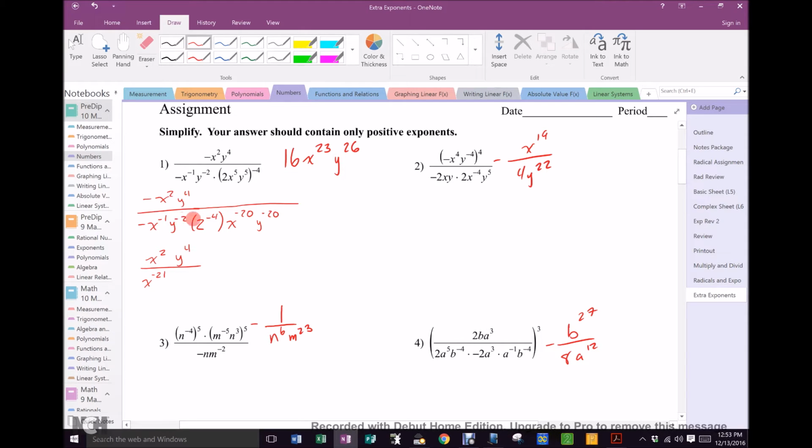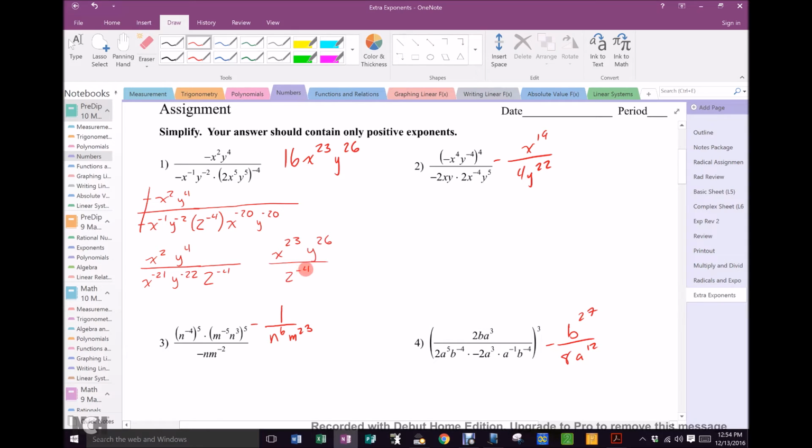Negative 2 plus negative 20 is y to the negative 22. And still on the bottom I have 2 to the negative 4th. Now you will notice I got rid of these negatives out front. Why? Because a negative divided by a negative is a positive. So that's why they're gone. Now, 2 minus negative 21 is x to the positive 23. 4 minus negative 22 is y to the positive 26. And then on the bottom, I still have 2 to the negative 4.